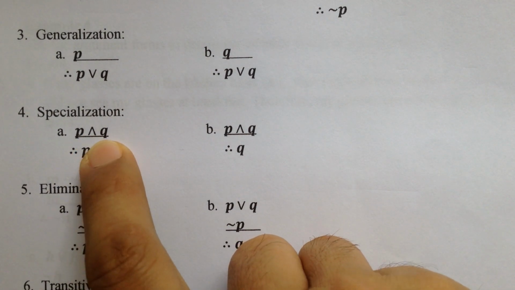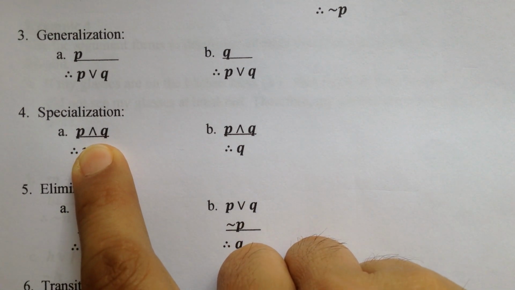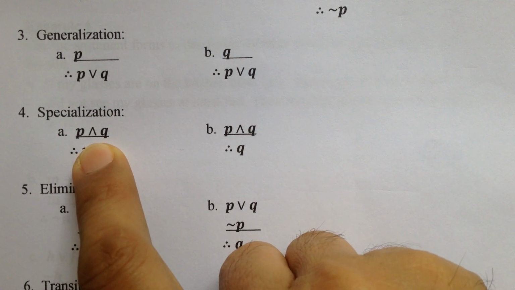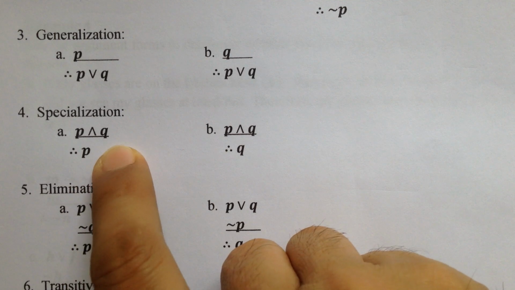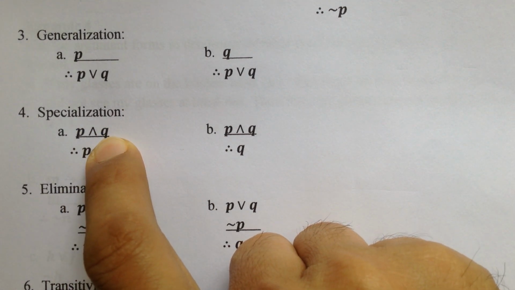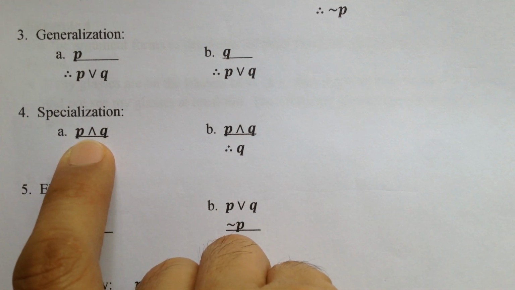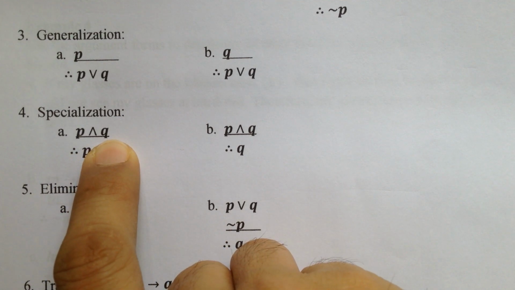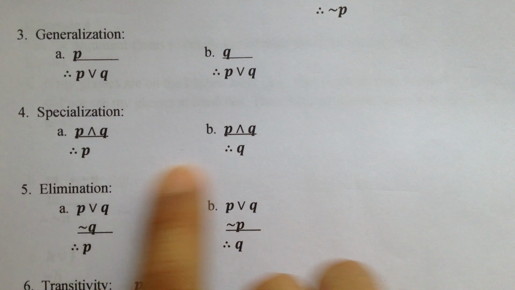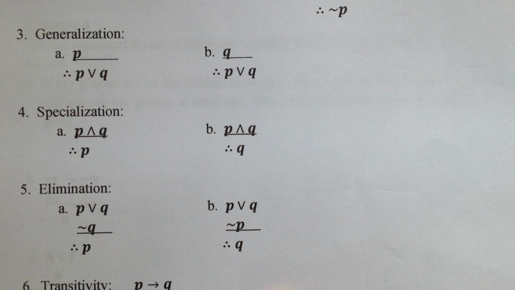It says P and Q. Okay, you only have one premise, P and Q. Now you can conclude either P or Q, because when you say P and Q, take note that the premise is always true. So if it is always true, there is only one case where P and Q is true. That is when P is true and Q is true. So therefore, if you conclude P, that's a valid conclusion. If you conclude Q, that's also a valid conclusion because P and Q are true.